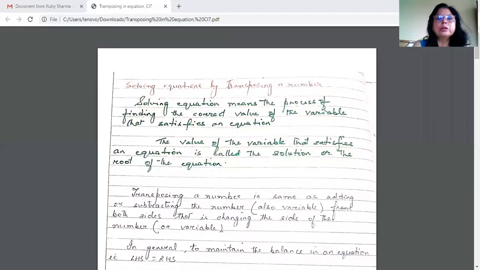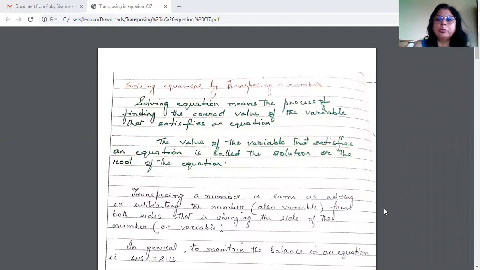So till now we had done the trial method, then by balancing we tried to balance the equations on both the sides by adding the same number or multiplying by the same number or subtracting and so on. So now we will learn about transposing a number and solving equations. So now this is solving equations by transposing a number.